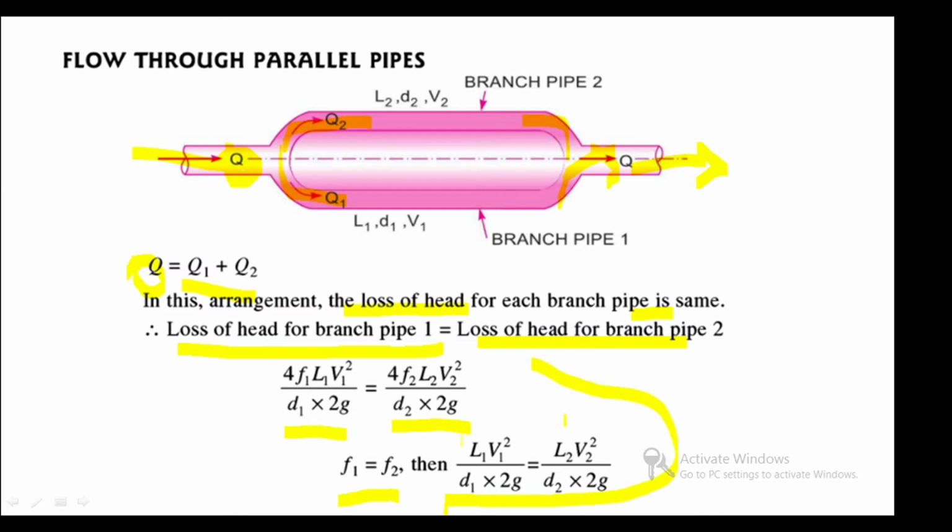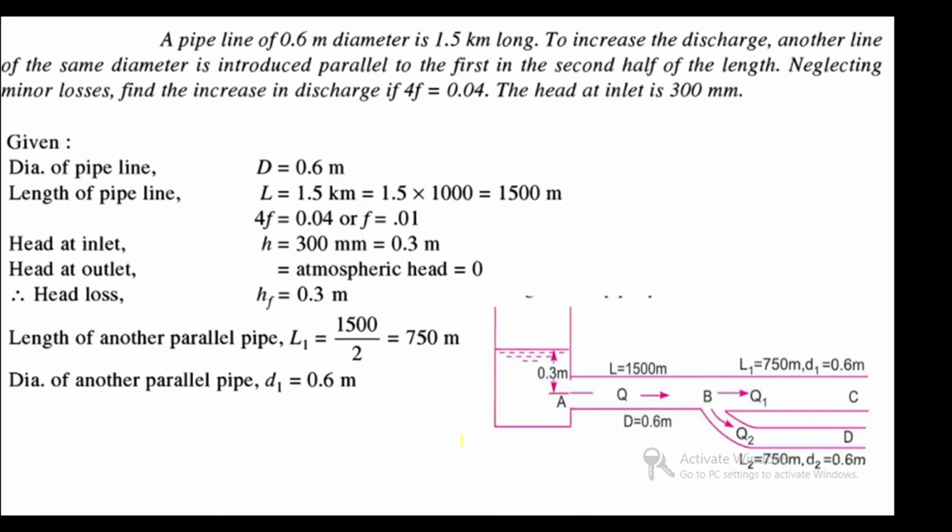Next we go for a problem. A pipeline of 0.6 meter diameter is 1.5 kilometer long. To increase the discharge, another line of the same diameter is introduced in parallel to the first in the second half of the length, neglecting minor losses. Find the increase in discharge. If 4F equals 0.04, the head at inlet is 300 mm.